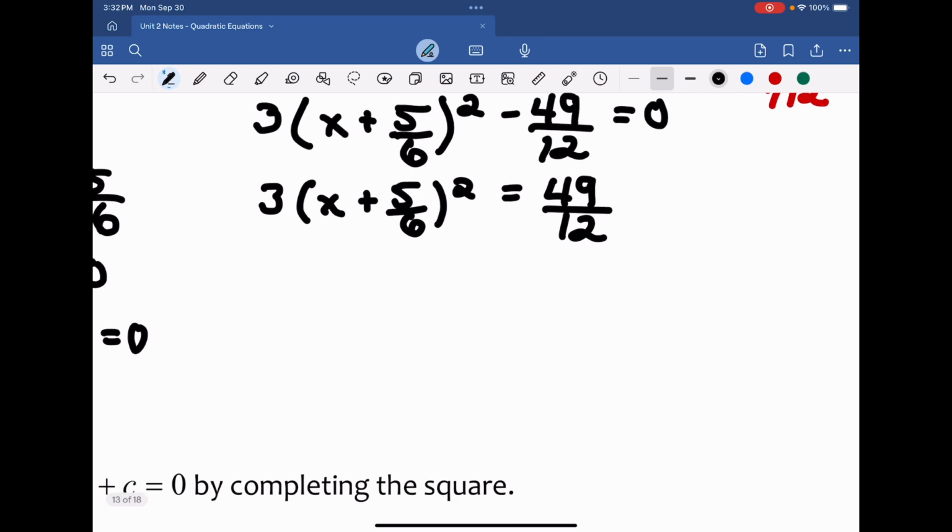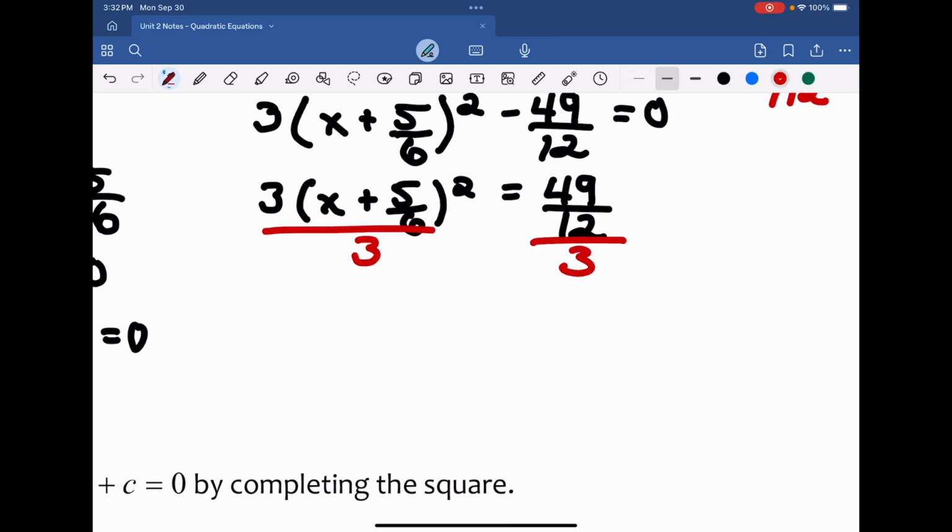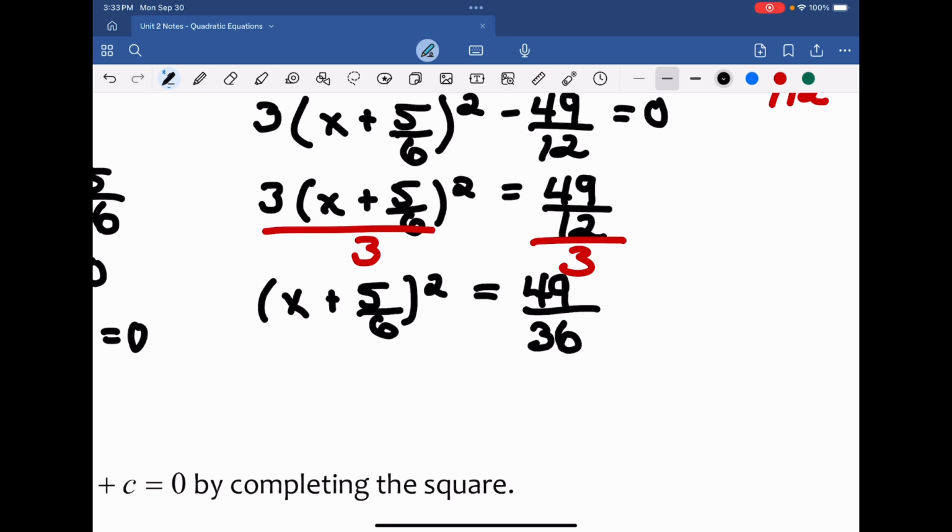There we go. Now, in this case, we want to divide both sides by 3 because I want to get rid of that coefficient that's on this term here. That's going to leave us with x plus 5 over 6 all squared is equal to, well, 49 divided by 12 divided by 3. What happens is when there's two numbers in the denominator like this, or there's a term being divided and then another one below it, those end up being multiplied. So this is going to be 49 over 36, because 3 times 12 gets us back to 36.